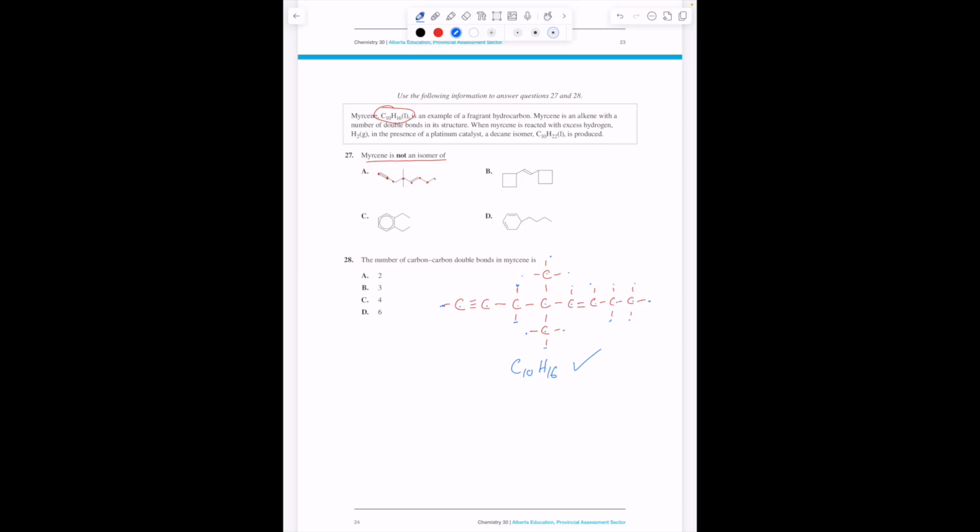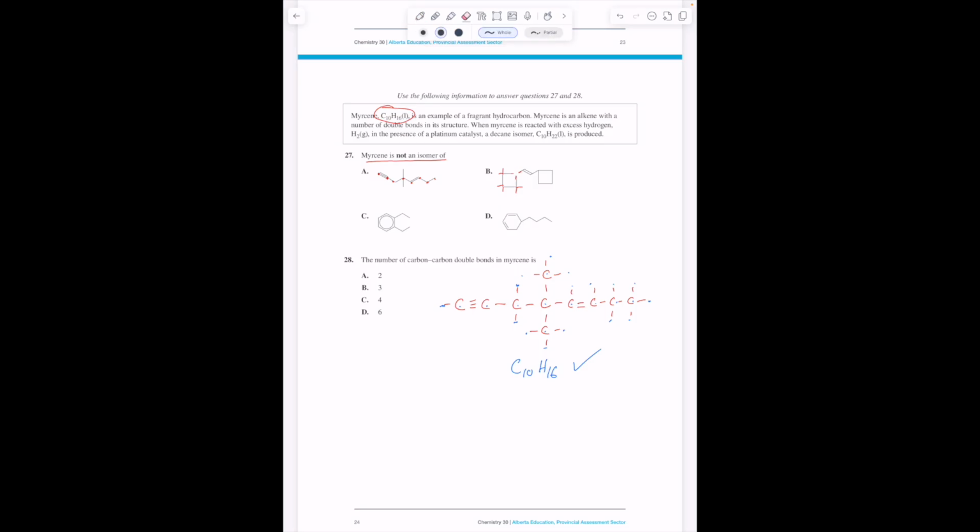Line diagrams are easy to draw, but they're not easy to see the H's. I can maybe speed this up though. I know every carbon needs to have 4 bonds. This is a little tricky here. I've already got 1 there, 1 there, 1 there, so I need 1 sticking out there.